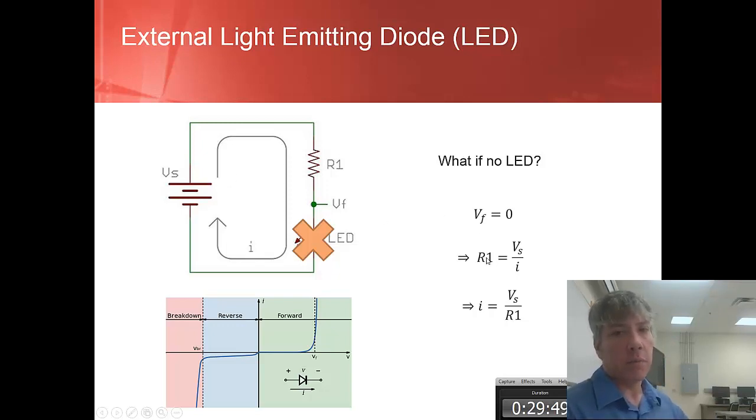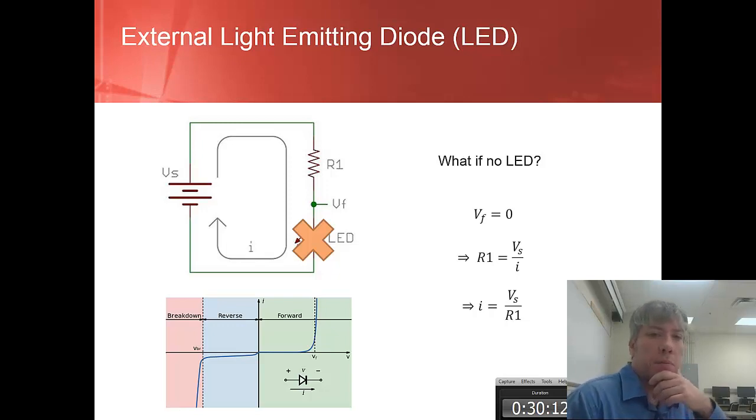So R1 could be calculated, or the relationship is that the voltage across the source, which is the same as the voltage across R1, divided by the current through R1, is equal to R1. So the current going through the resistor is simply the source voltage divided by R1, just Ohm's law again, simple.